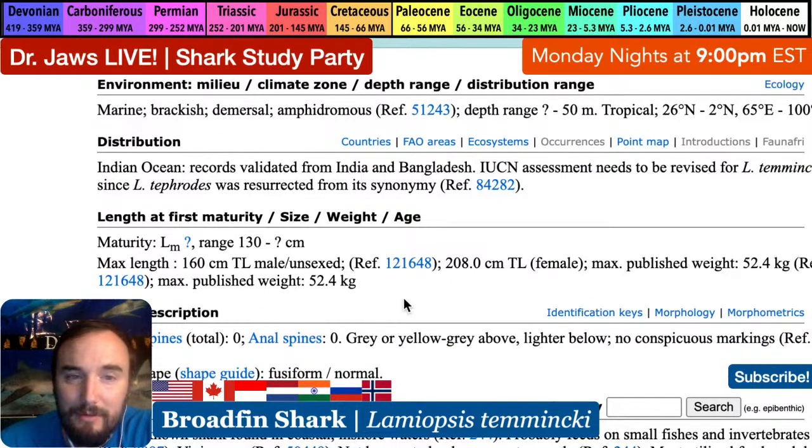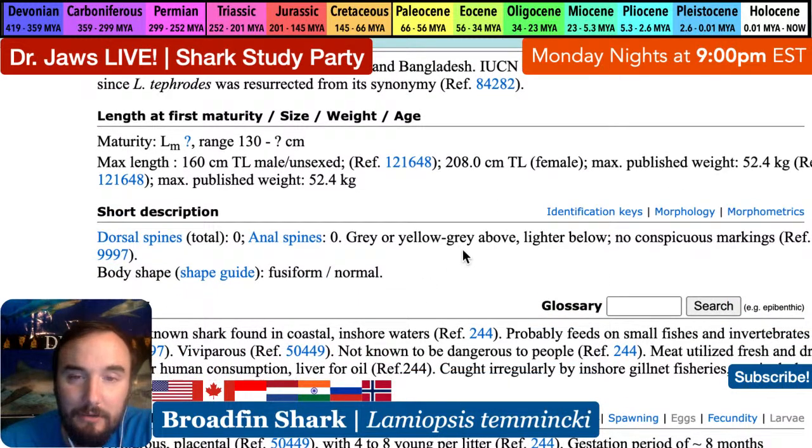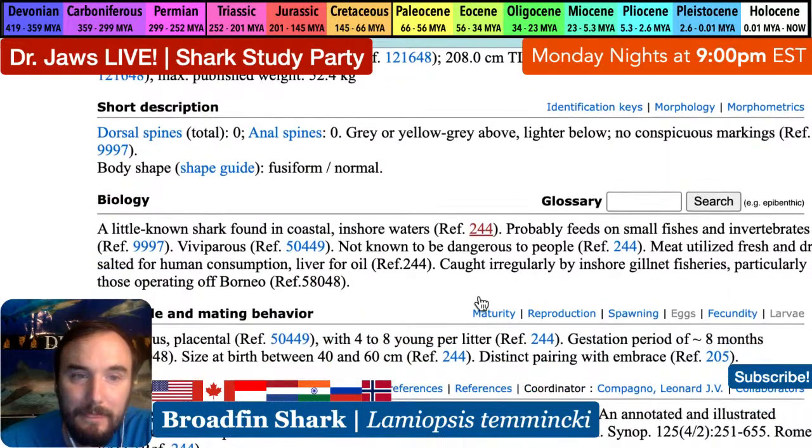Maximum length is 1.6 meters for a male, and 2 meters for a female. So it's about 6.5 feet maximum. Published weight is 52 kilos. So a pretty good medium-sized shark. Gray or yellow-gray above, lighter below, with no conspicuous markings as far as color.